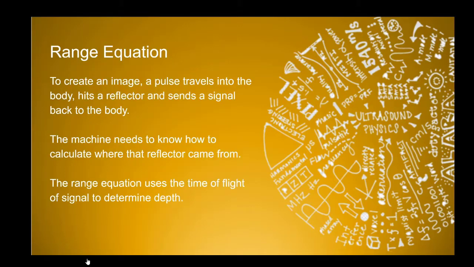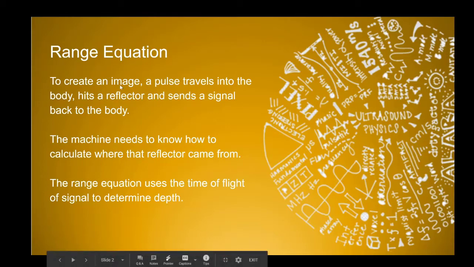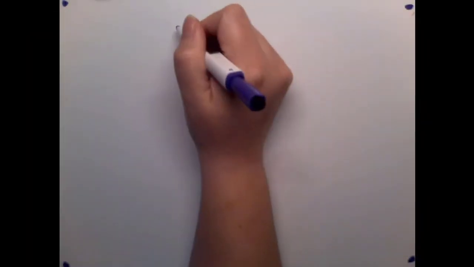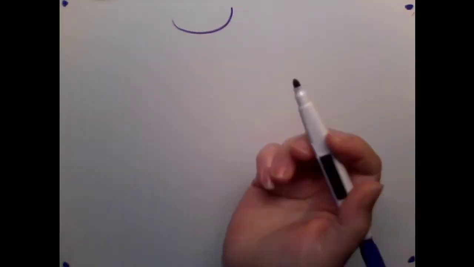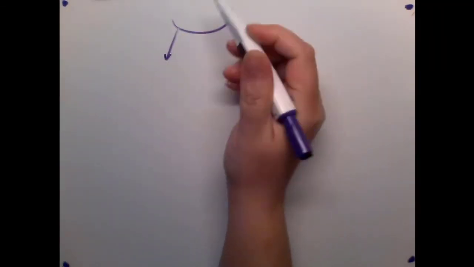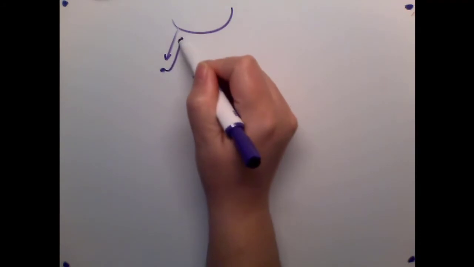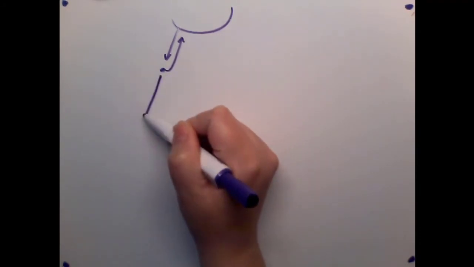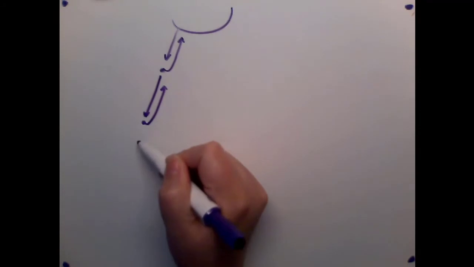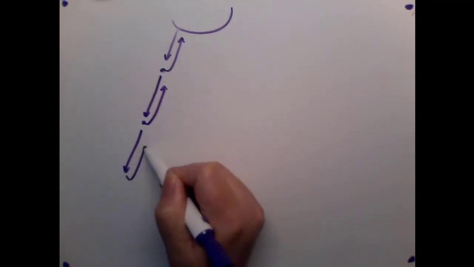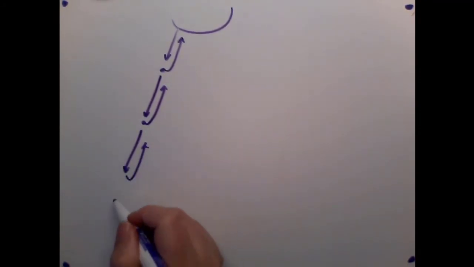So the range equation helps the machine to determine where to place reflectors. Now we know that when sound is sent into the body, it's going to interact with the reflectors. Some of it's going to come back and some of it is going to continue on. So remember, we have our transducer, that sound is sent out, hits a reflector, and goes back. Some goes on, hits reflectors and heads back. Some will continue on, hits reflector and goes back. And then it's going to keep doing that.